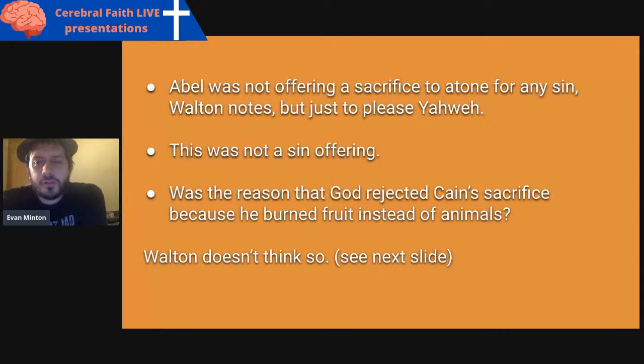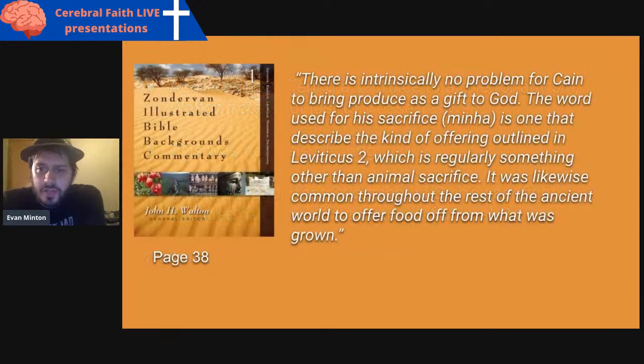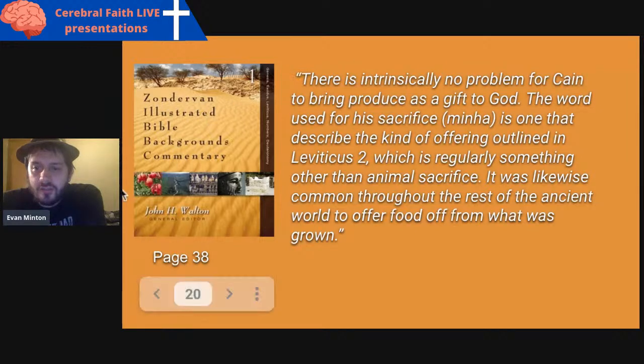Was the reason that God rejected Cain's sacrifice because he burnt fruit instead of animals? Walton doesn't think so. Walton writes, quote, "There is intrinsically no problem for Cain to bring produce as a gift to God. The word used for his sacrifice, minha, is one that describes the kind of offering outlined in Leviticus 2, which is regularly something other than animal sacrifice. It was likewise common throughout the ancient world to offer food off of what was grown."